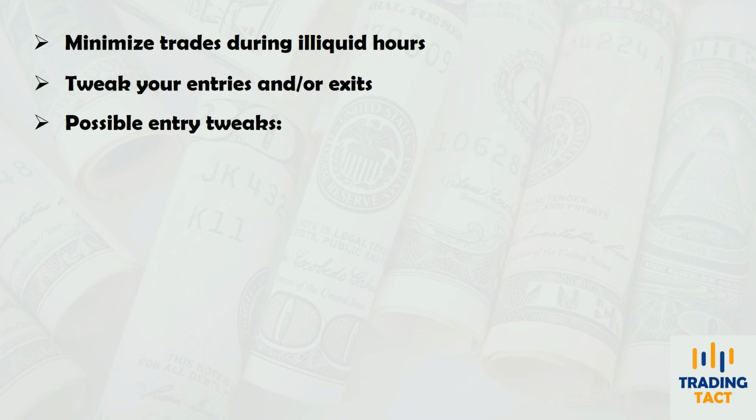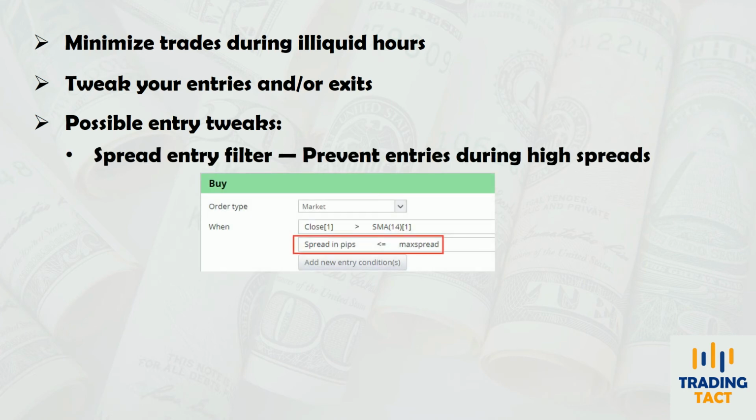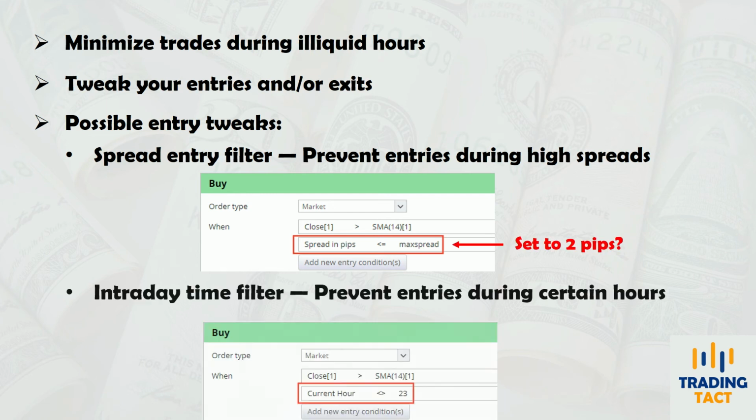You can add a spread entry filter, which will prevent entries when spreads are above a certain threshold. For example, for the pound Canadian market above, a threshold of 2 pips would make sense. You can also add an intraday time filter that prevents entries during certain hours of the day. If your trades are held for less than an hour, it's probably a good idea to avoid entries within the 11 PM to 1 AM window.